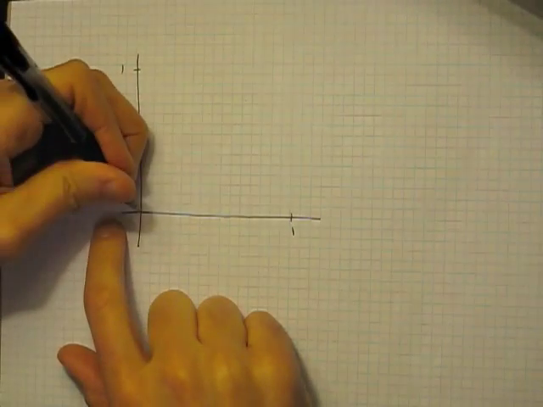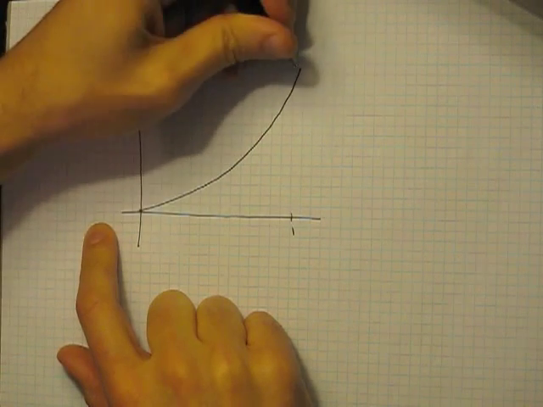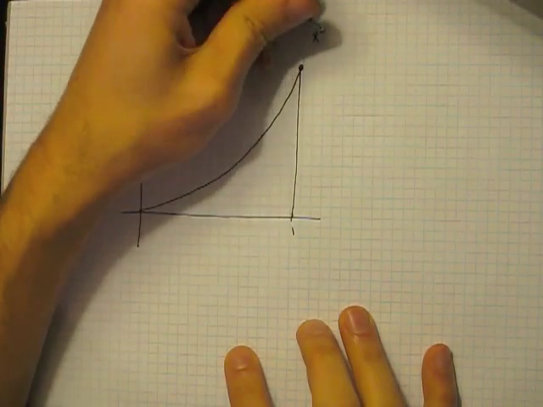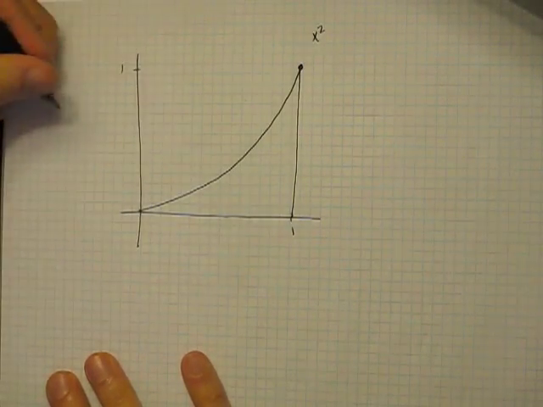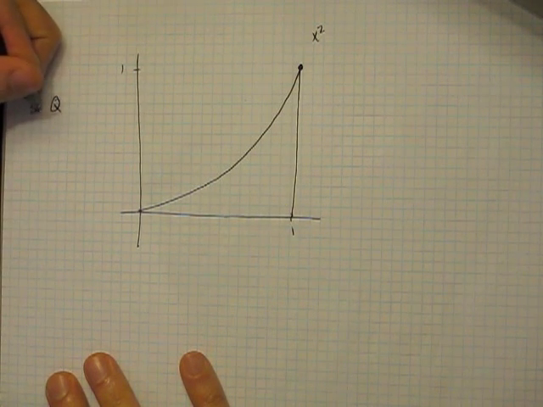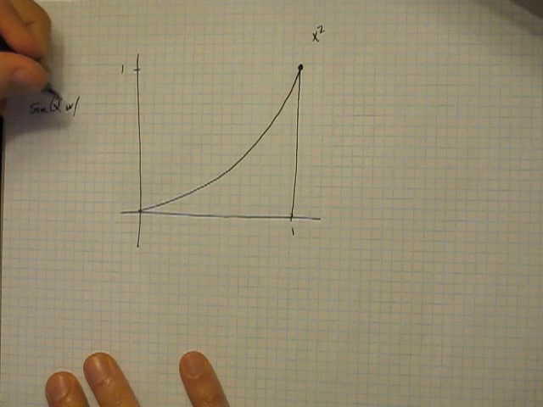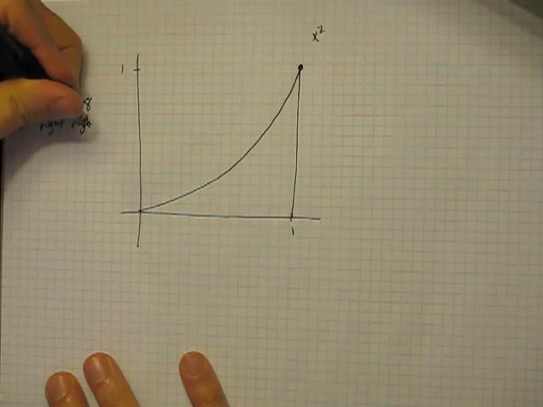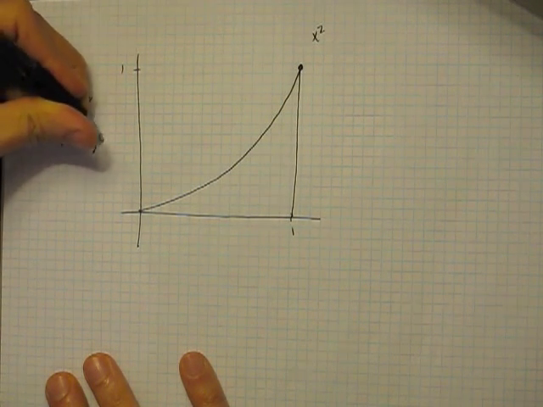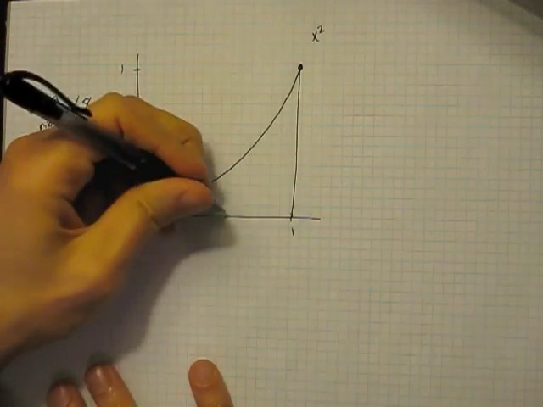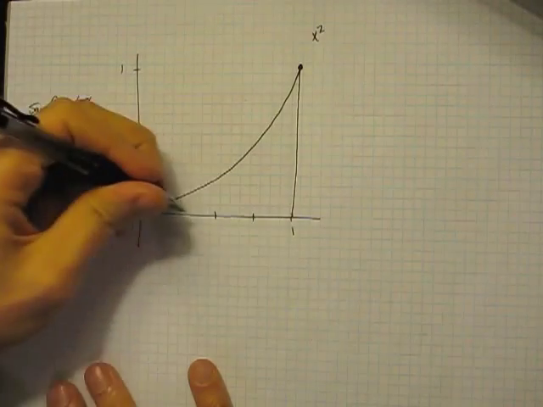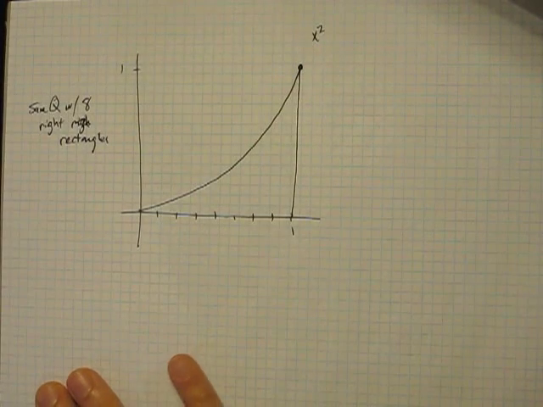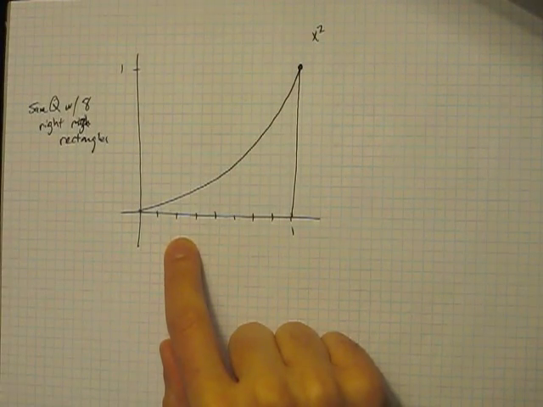So I have 1 and 1. And I'm just going to draw this again. Okay, same function, x squared. And now instead, same question. So same question with 8 right rectangles. Okay. So, all right, that divides it into 2, that divides it into 4, and that divides it into 8.